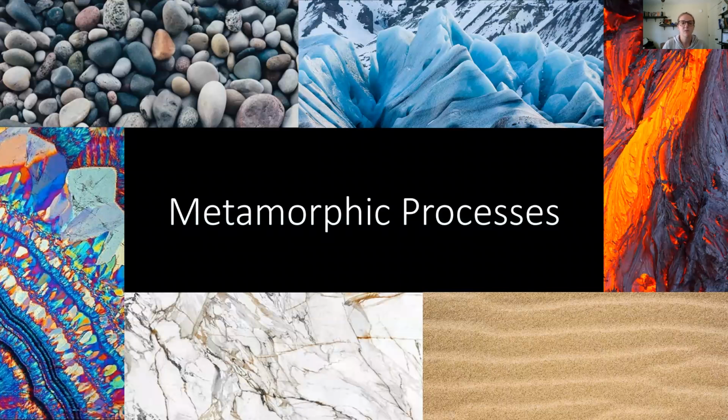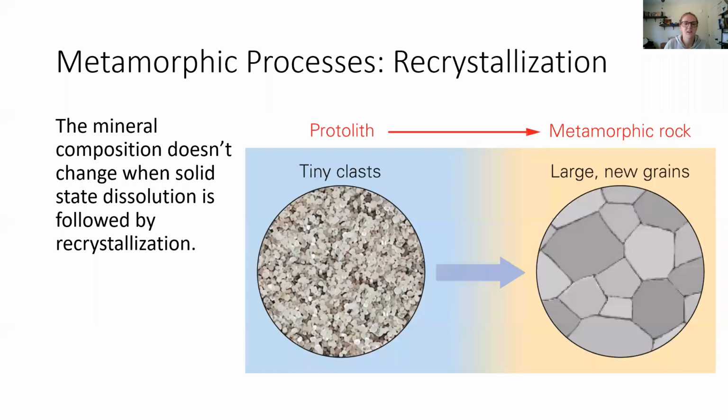All right, so let's talk about some of the processes that are actually lowering Gibbs free energy, right? What kind of reactions are happening? The first type of reaction could be recrystallization. We call metamorphic processes recrystallization if the mineralogy doesn't change, right? Whatever mineral you start out with, you end with.